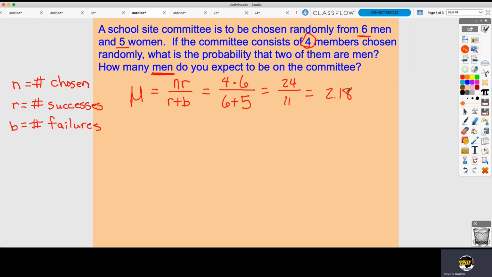Now, if you think about this a little bit common sense wise, there's a little bit over half of the people who could be chosen would be men, right? So if there's 4 committee spots, we would expect a little bit over half of that to be filled by men. So this answer would make sense, but that's the equation on how to figure it out.